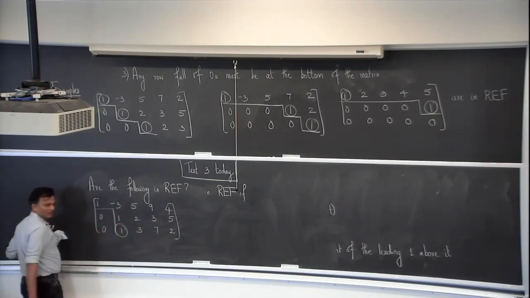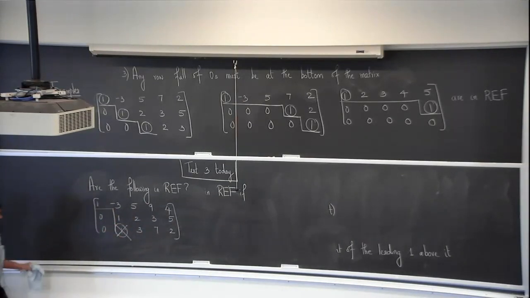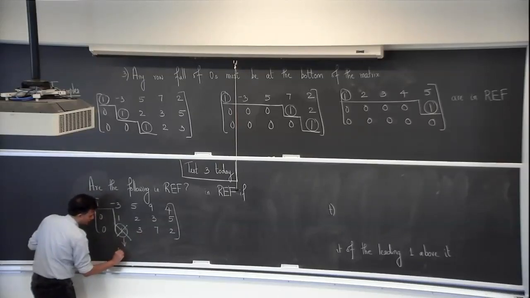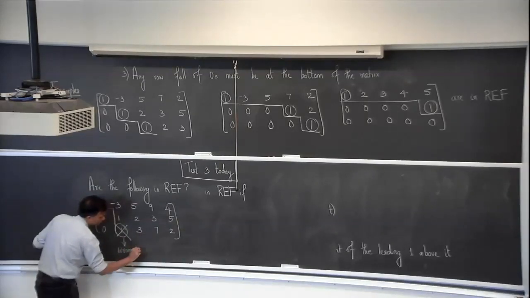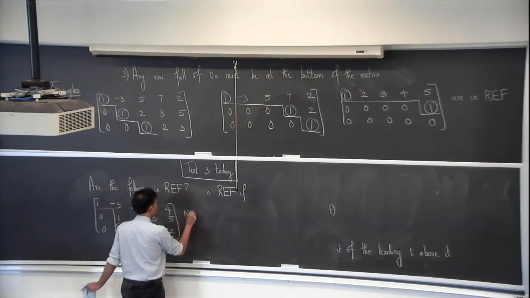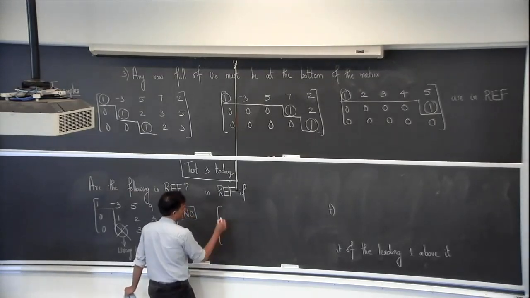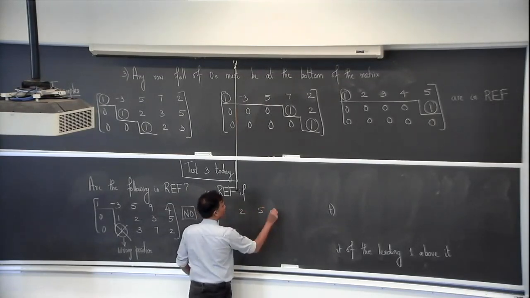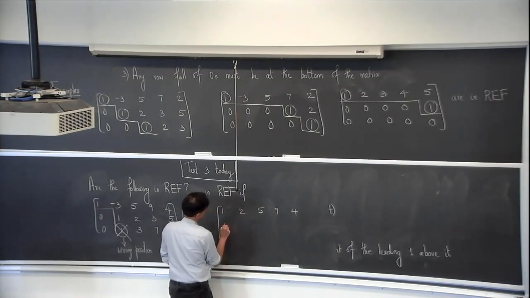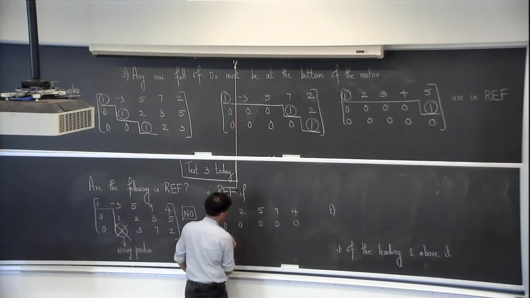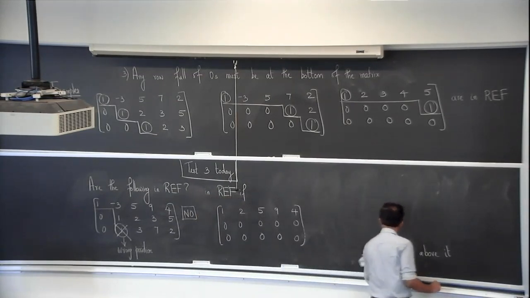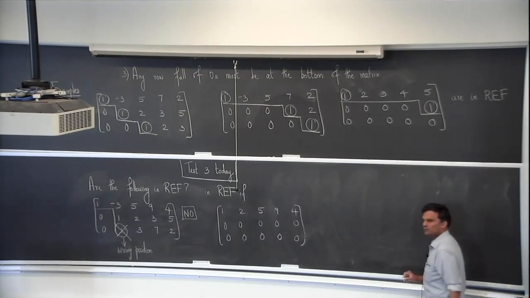So this one is violating the second requirement. This must be shifted at least one position here. So this is not an REF. Good. What about this one? I don't know why I keep writing negative 3 as the second number always. 5, 9. What about that one?